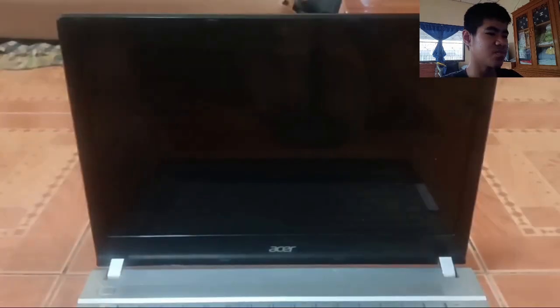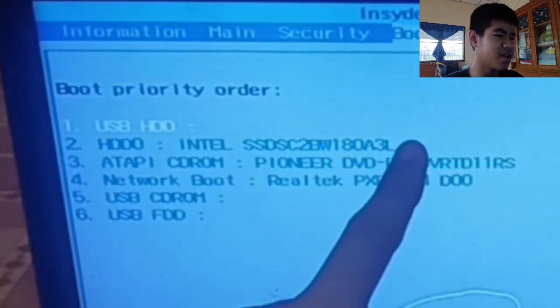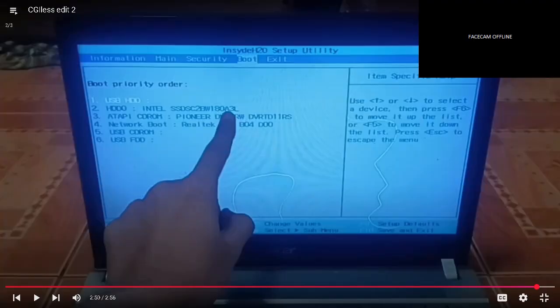I booted the laptop, but this time I mashed F2, but then stopped at the BIOS password. Then I managed to break into this BIOS setup utility by using my BIOS password.